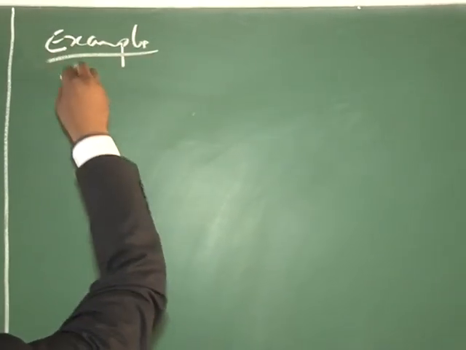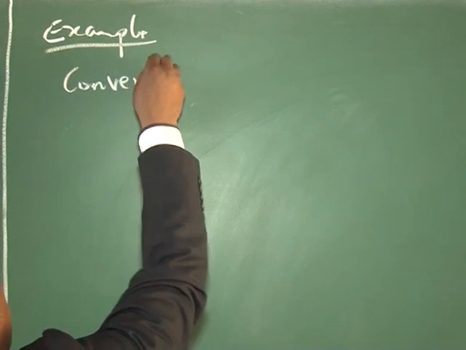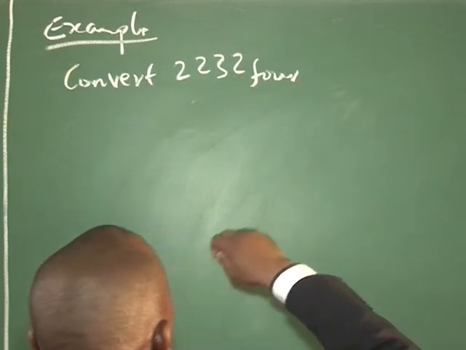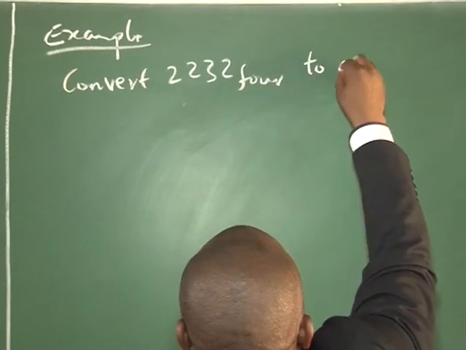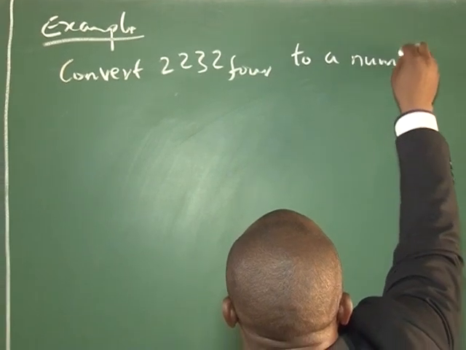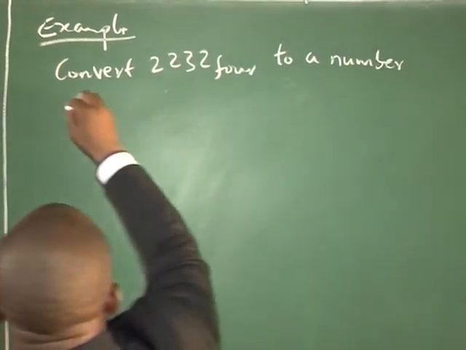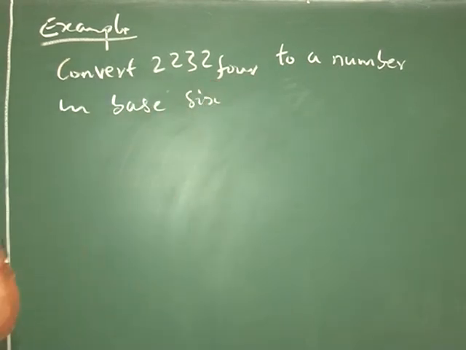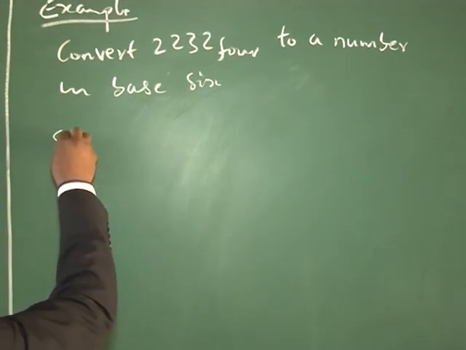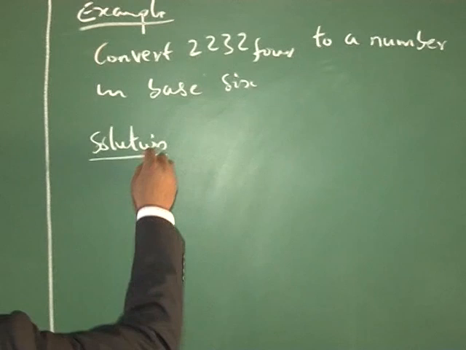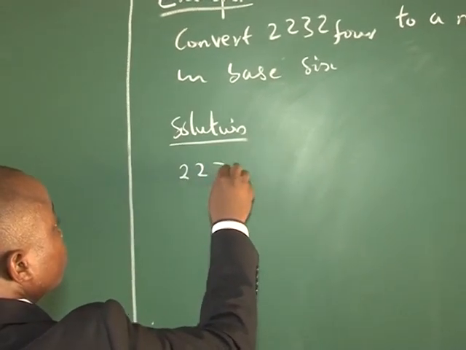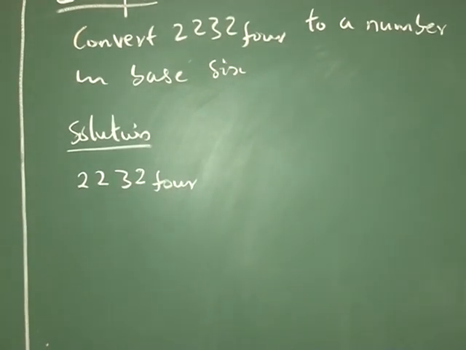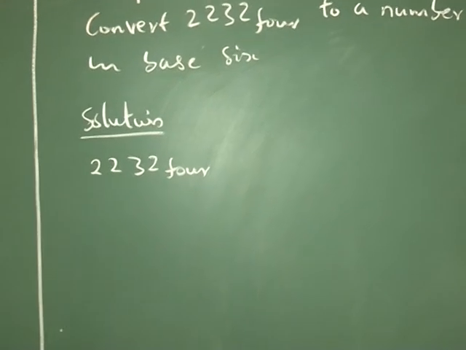Example: convert 2232 in base 4 to a number in base 6. Okay, so let's take the solution. We have 2232 in base 4. First, we'll convert it to base 10.